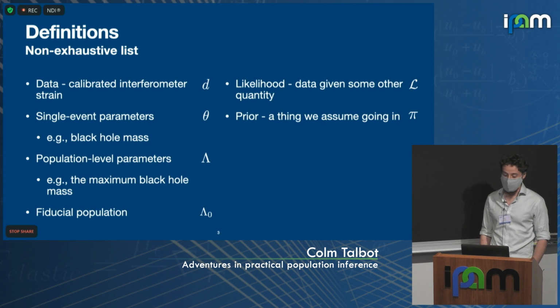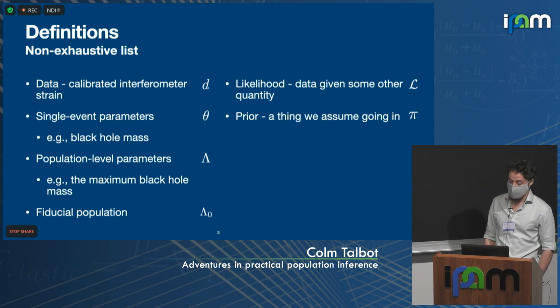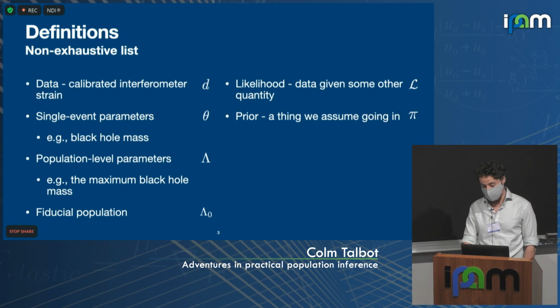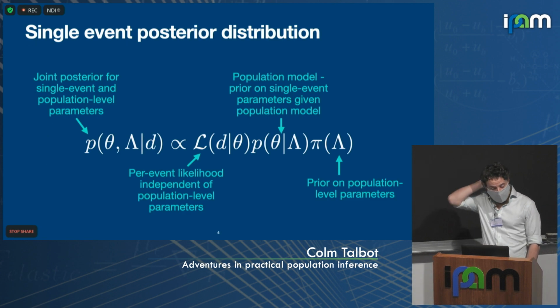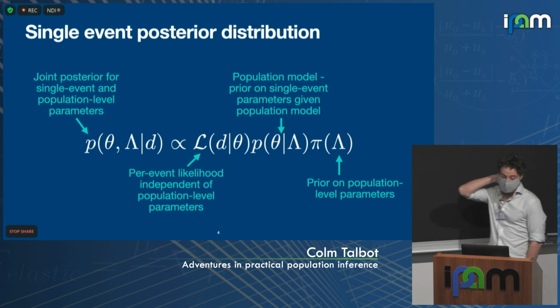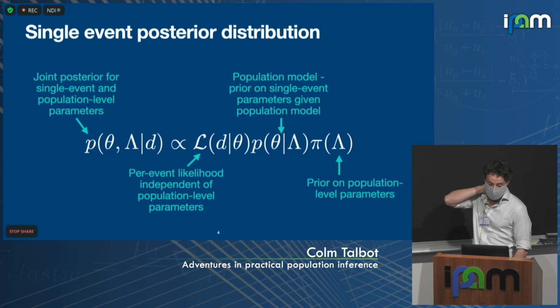And then our standard Bayesian things: a likelihood is data given some other quantity. This I'll try to label L. And a prior that we assume going in, I'll give a label pi. But there are some things that some people might call priors that I'm going to try to avoid calling a prior for today. So we can see that more specifically here, going from left to right, we have our posterior for single event and population parameters given the data.